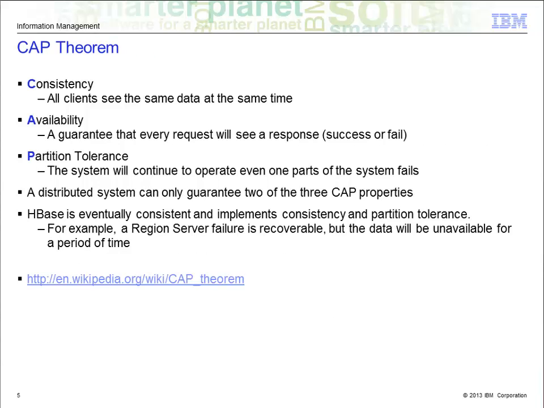The CAP theorem. So what exactly is the CAP theorem? Basically, CAP theorem states that a distributed system can only guarantee two of the three CAP properties. So let's go over what these properties are. Consistency: all clients see the same data at the same time. Availability: a guarantee that every request will receive a response, whether it is a success or a failure. Partition tolerance means that the system will continue to function when a node fails. A distributed system, again, can only guarantee two of the three properties.